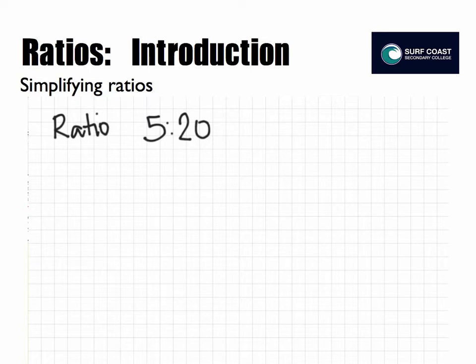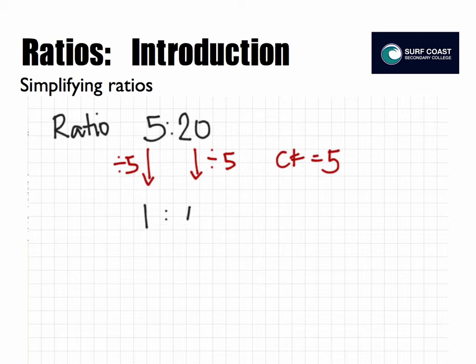The last part of this tutorial is about simplifying ratios. Ratios are simplified just in the same way that we simplify fractions. And that's dividing each part by a common factor. So if you had a ratio 5:20, a common factor with that would be 5, because you can divide both by 5. So 5:20 is the same as 1:4.